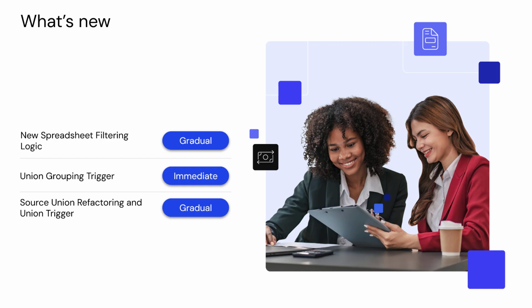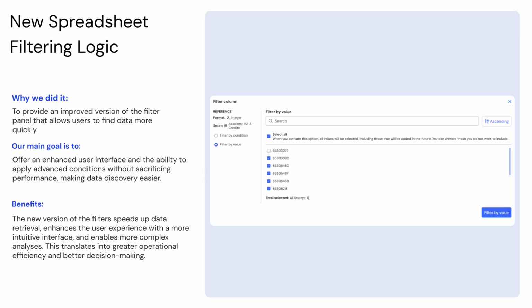We've also implemented the ability to schedule the execution of group union processes. Group union is a functionality that allows us to consolidate groupings. The activation of this scheduling feature is immediate, and we will go into more detail on this shortly. We also performed a refactor of the group source union configuration view. This refactor will also be rolled out gradually in the days following the deployment, but again, everyone will eventually see the updated version. Now, regarding the new filtering logic, why did we implement it?